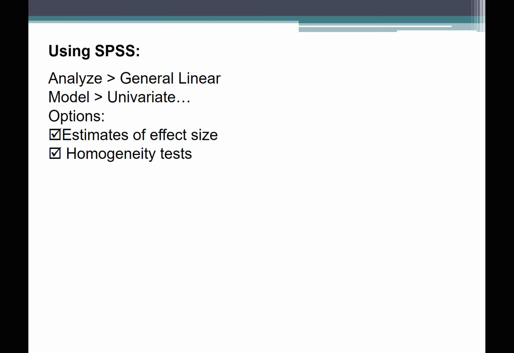So to do this, I'm not going to show it in SPSS right now, but when we're in class, we're going to go through it together. But you would go through the Analyze menu, then you go to General Linear Model, and select that we want to make a univariate model. You want to select the options to estimate effect size and do homogeneity tests.